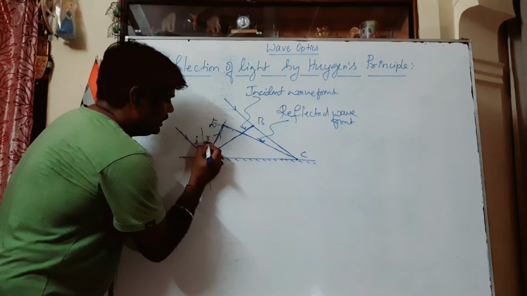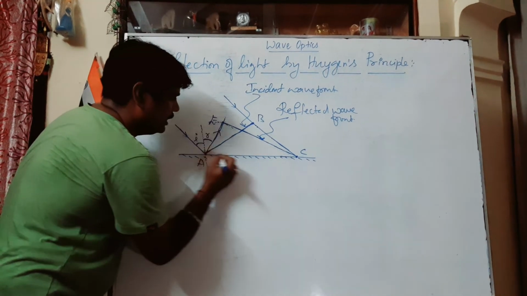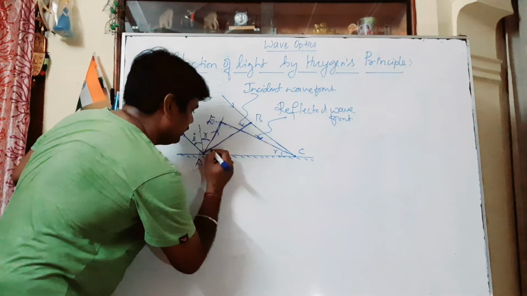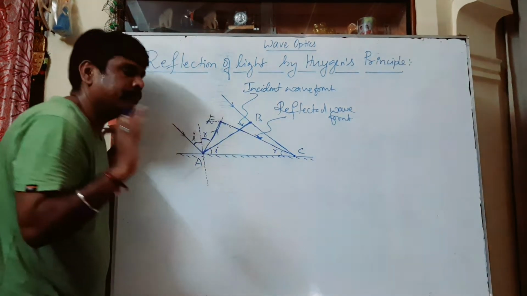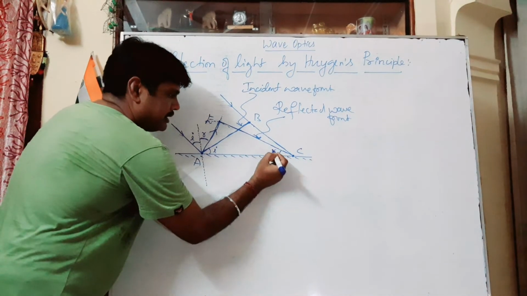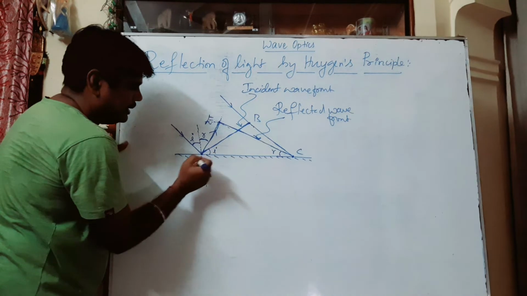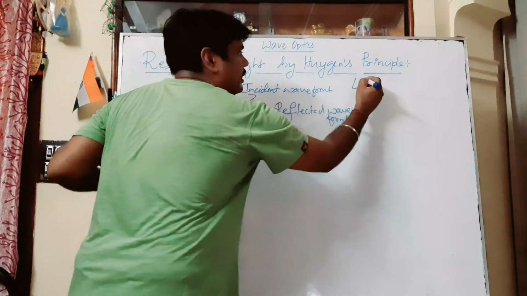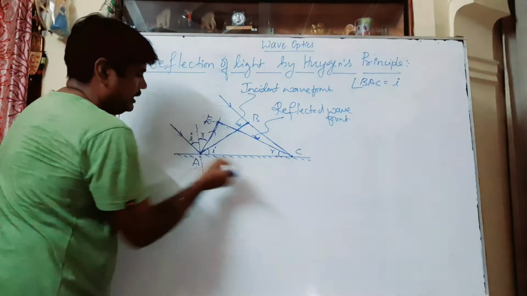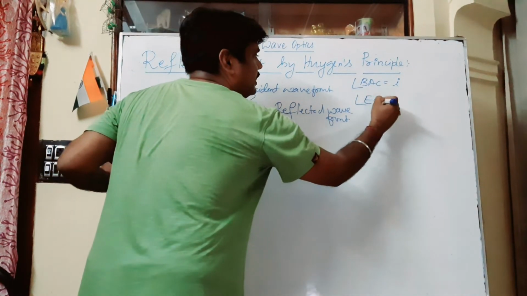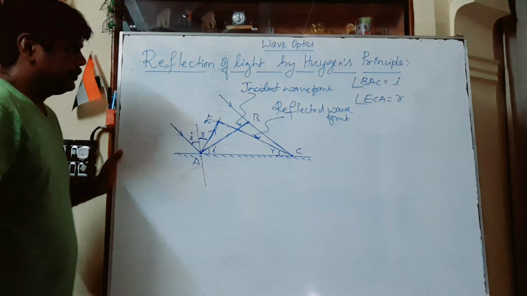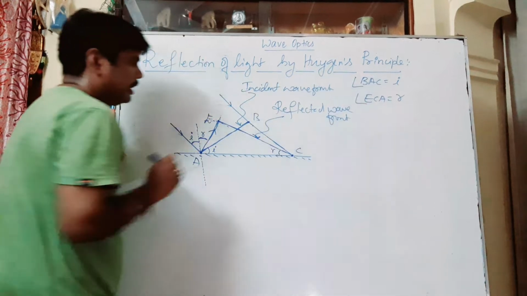For this angle, if it is R, then in this right angle triangle this will become R and this will become I. It is just simple geometry. Just think of how we are getting this. This angle is R and this angle is I. So angle BAC is equal to the angle of incidence, and angle ECA is equal to the angle of reflection. So this is the angle of incidence and the angle of reflection.